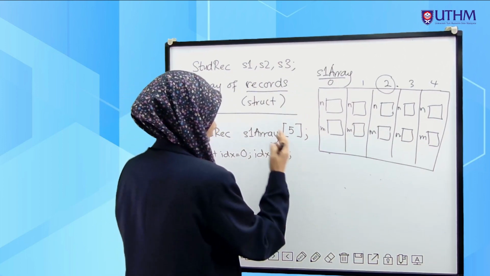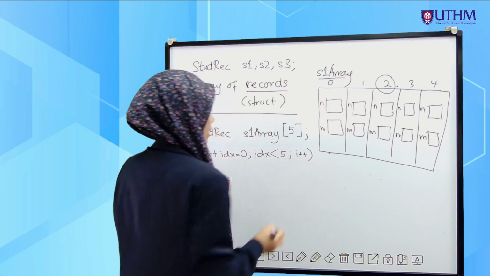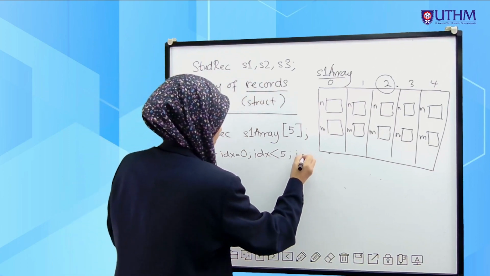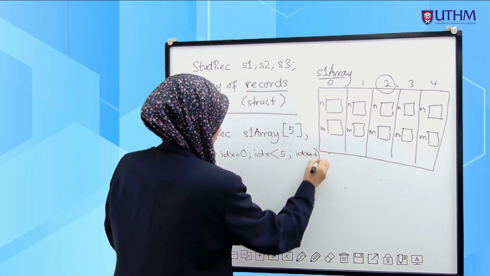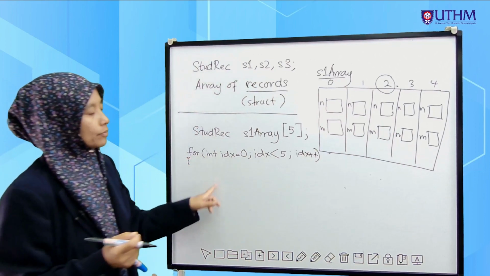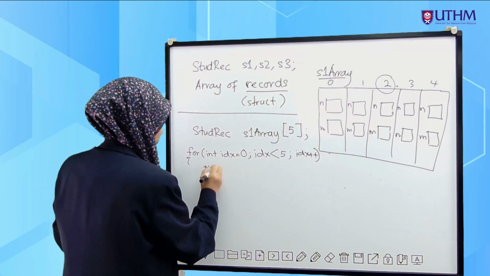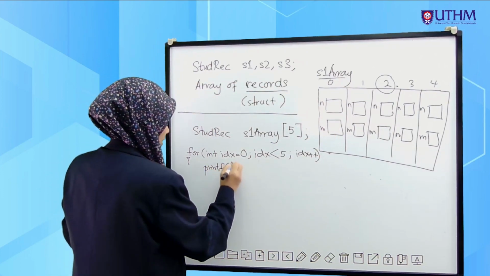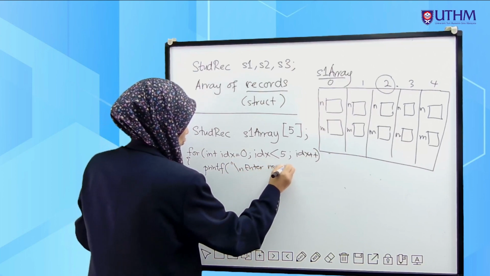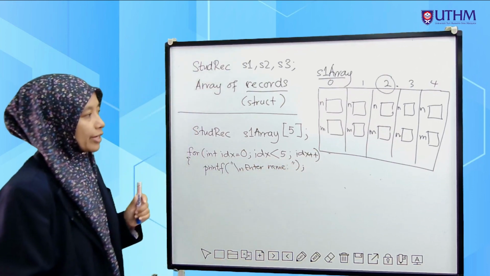And in every iteration, make sure we increase the value of index. So now, inside the for loop, we will prompt the user to enter the name. So we can have printf "\nEnter name". So you will see the prompt Enter name on your output screen.